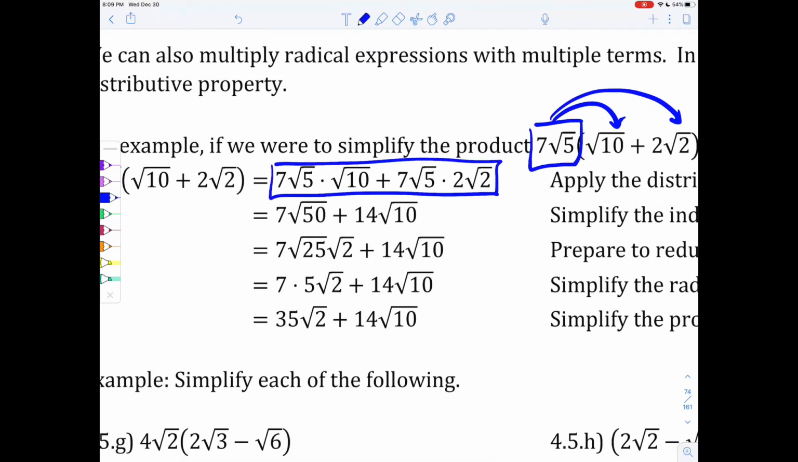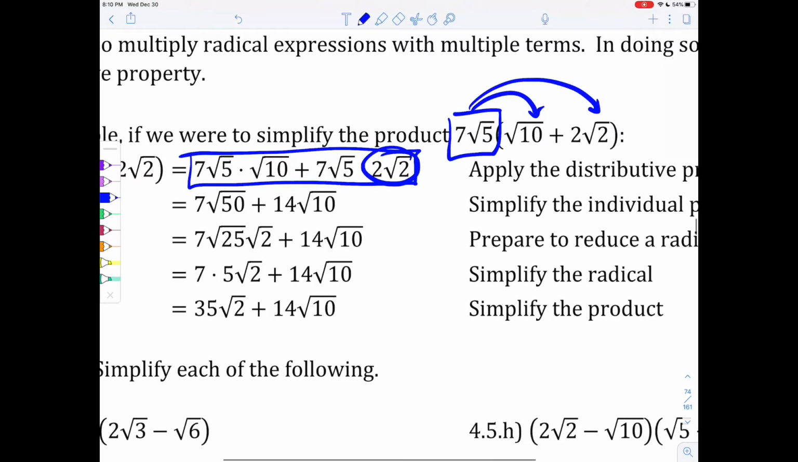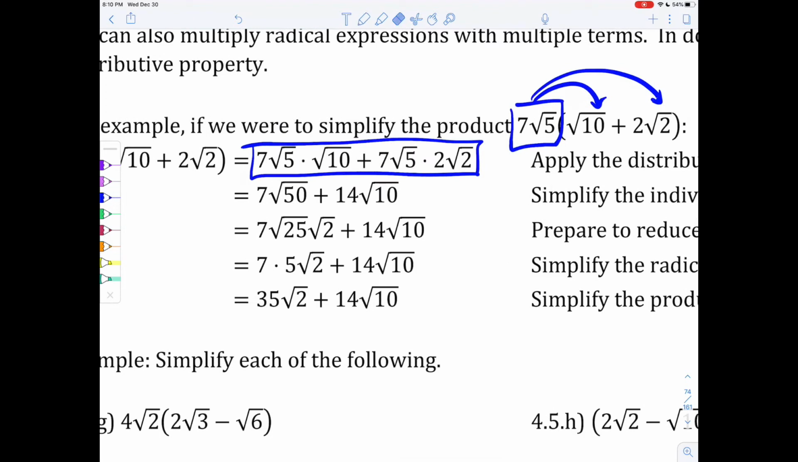Now this line itself is not necessary for you to show, but it does indicate what's happening. We're taking 7 root 5 and multiplying it by root 10. That's this first distribution arc. And we're taking 7 root 5 and multiplying it by 2 root 2. That's this second arc for the distribution. What you do need to show is this line. So you do need to show that.